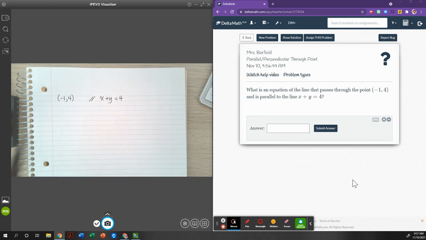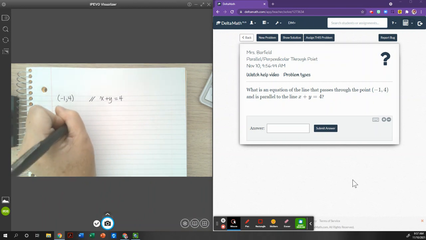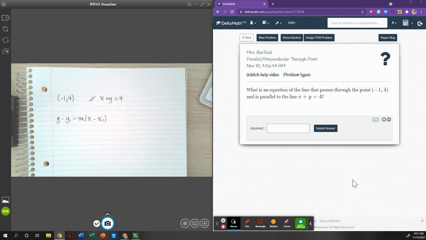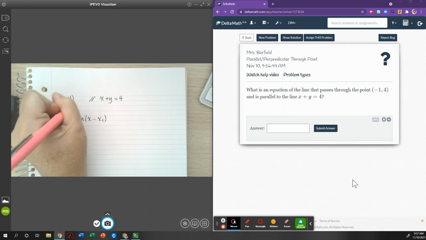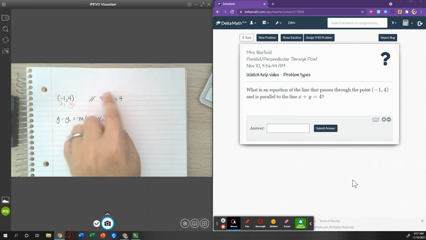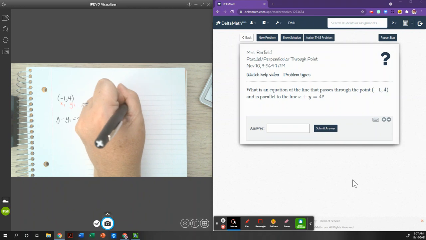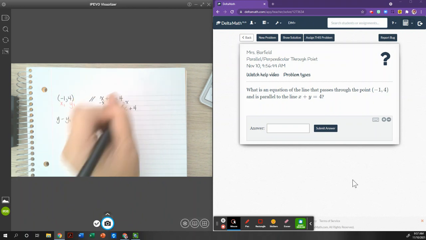All right, so we need certain pieces of information because we always use y minus y1 equals m times x minus x1 to write the equation of a line. So we have x1, we have y1. Now we need to get the slope, and we have to make sure in this case we use a parallel slope, which will be the same slope. So I'm going to subtract x, so I get y equals negative x plus 4.